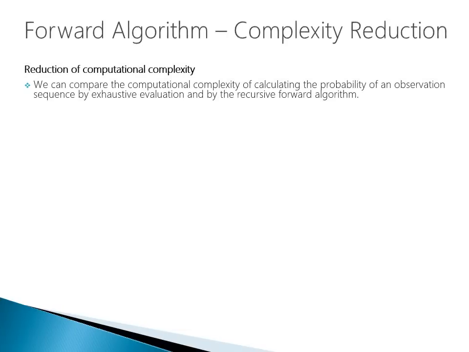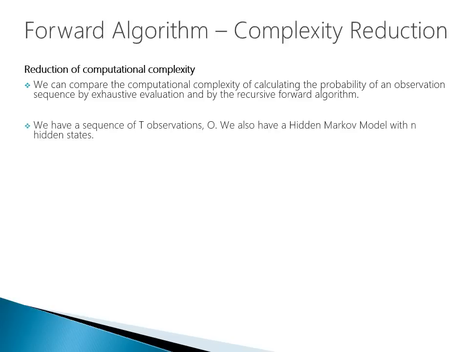We can compare the computational complexity of calculating the probability of an observation sequence by exhaustive evaluation and by the recursive forward algorithm. We have a sequence of T observations O. We also have a hidden Markov model with n hidden states. So we're going to dive into a practical example here.